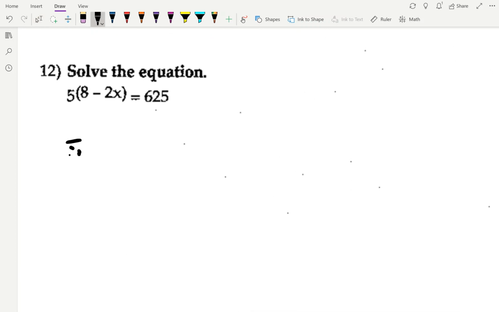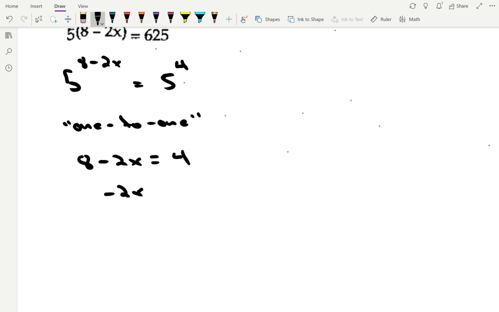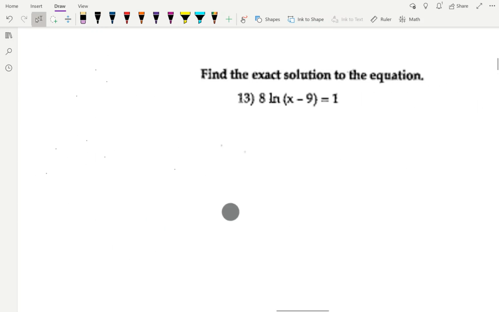All right, so 5 to the 8 minus 2x, equals 625. Play around with it. You'll see that 625 is 5 to the 4th. 25 times 25 is 625. And then if you can name the property, you're my hero. The 1-to-1 property says that if the bases match, you can just set the powers equal to each other. So 8 minus 2x is equal to 4, or x is equal to 2. I would check for extraneous solutions, but this guy looks just fine. If you check your solution, 8 minus 4 is 4, and 5 to the 4th is 625.